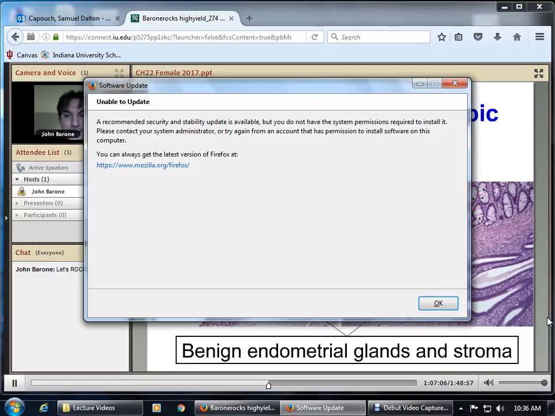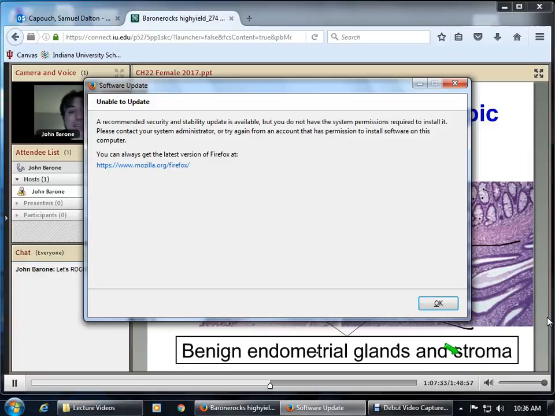Now look at this area here. Do you notice the stroma is very, very purple? That's endometrial stroma. And then these glands are darker. These are endometrial glands. There's no goblet cells here. These are endometrial. So this is endometrial glands and stroma outside the uterus. This is endometriosis. So benign endometrial glands and stroma in an ectopic location.